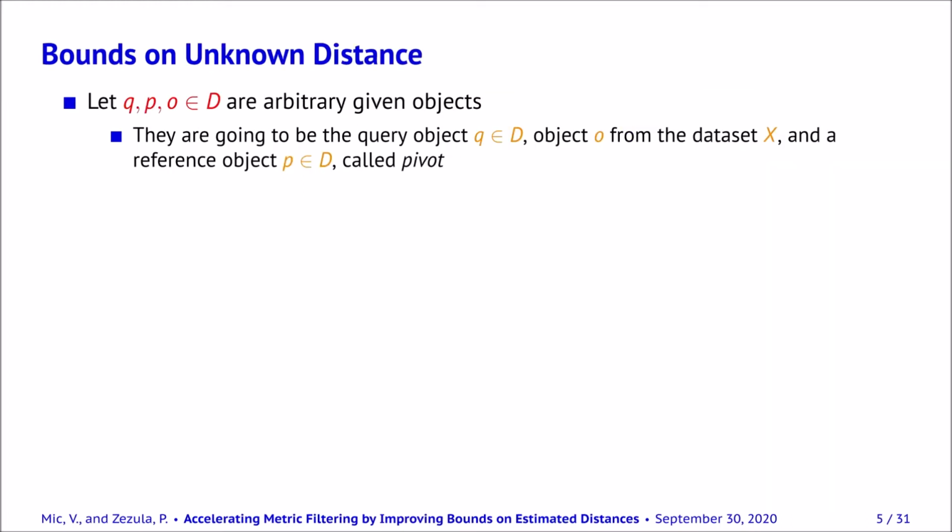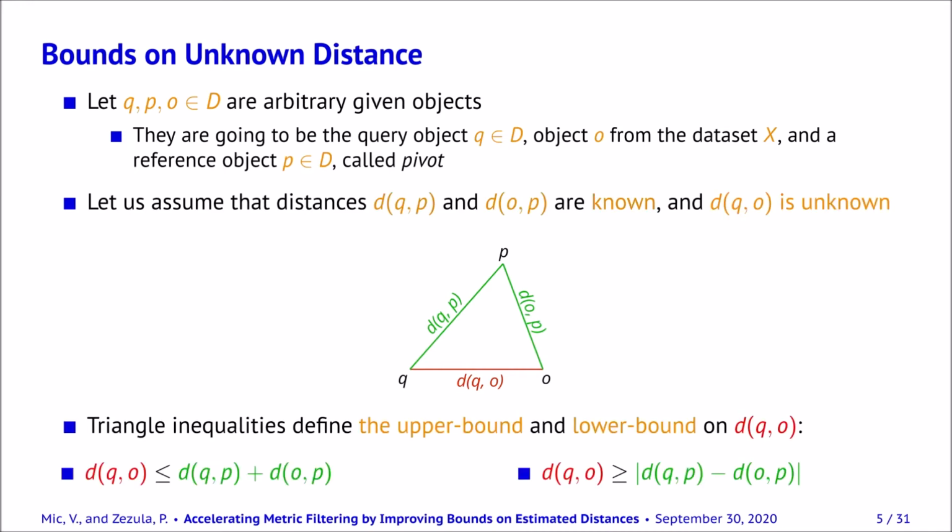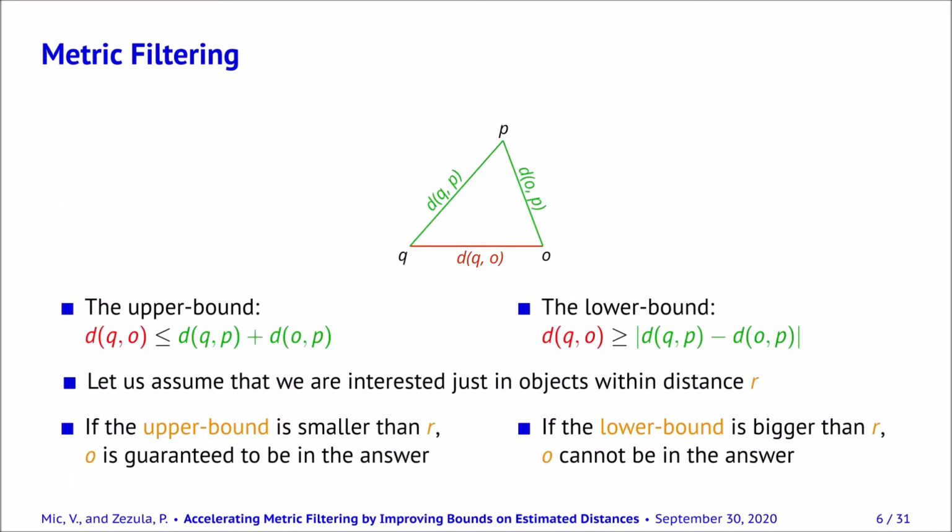Let's pick three objects q, p and o from the domain. As the notation suggests, they are going to be the query object q, a reference object p, the so-called pivot, and object o from the dataset. Further, we assume that the distances pq and po are already evaluated, while the distance qo is unknown. In this case, the triangle inequalities define an upper bound and a lower bound on the unknown distance. These bounds can be used for so-called metric filtering.